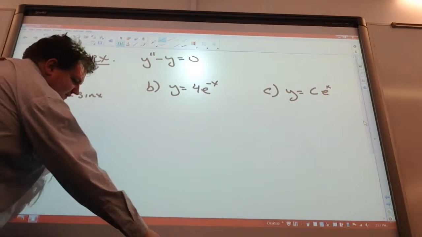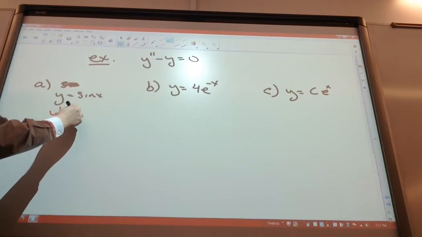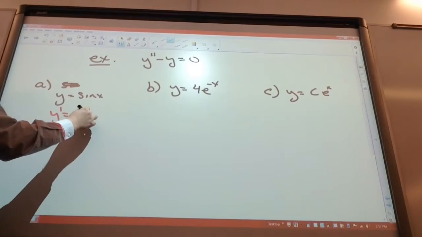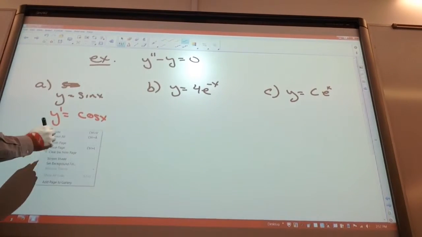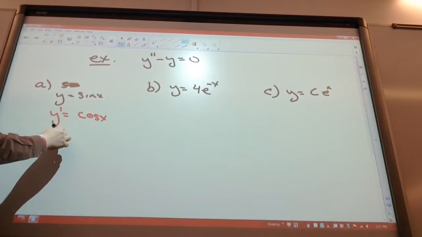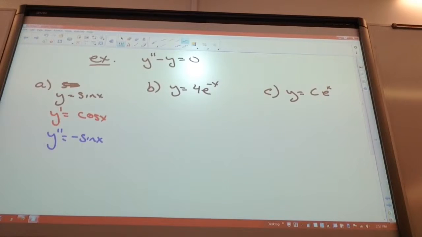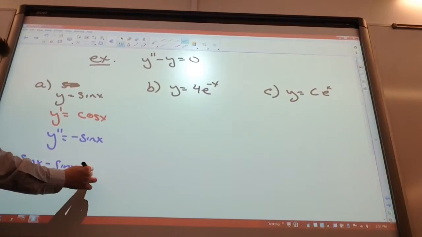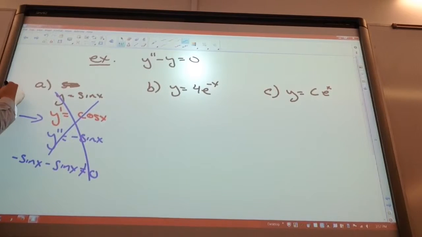What's the derivative of the sine of x? It's just cosine of x. And y double prime is what? Negative sine. So if I put that into this equation, does it work? Negative sine of x minus sine of x equals 0? No, it doesn't. So this is not a solution.